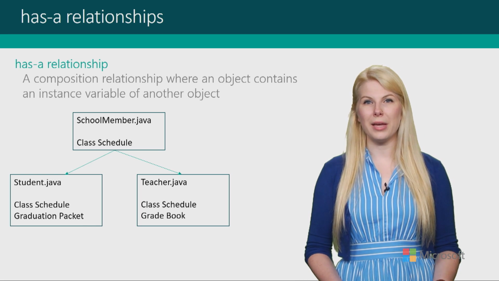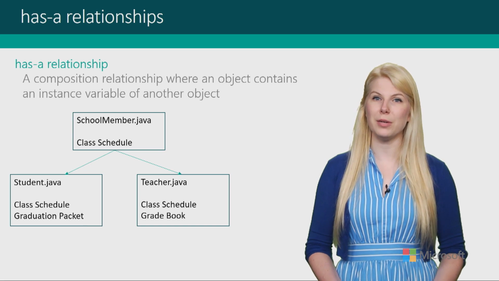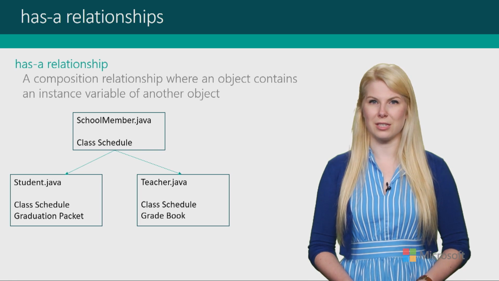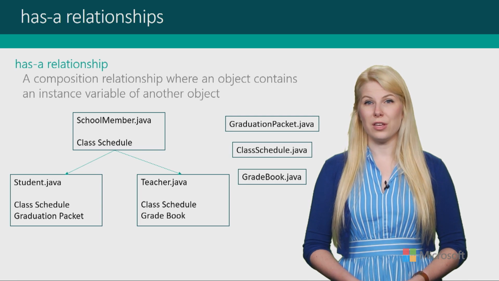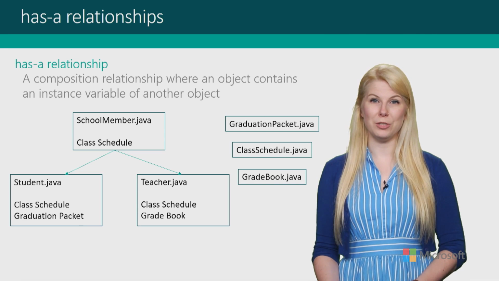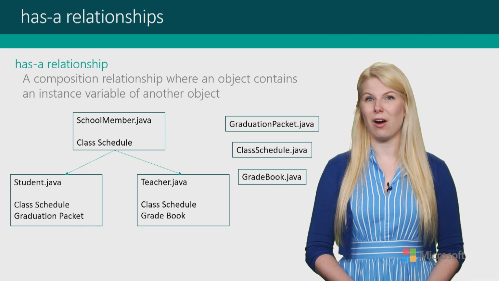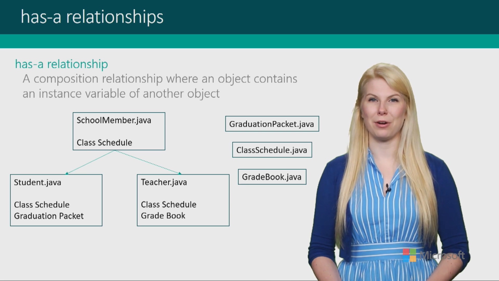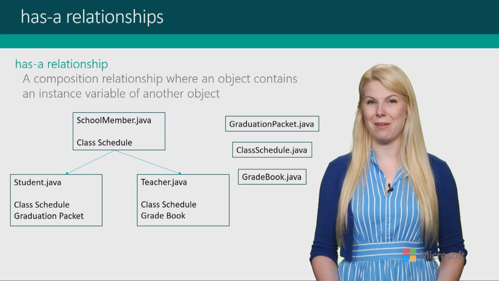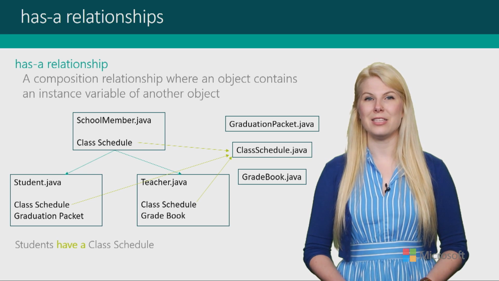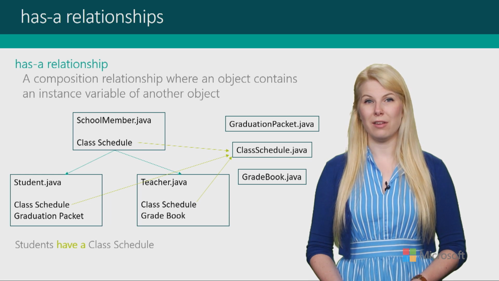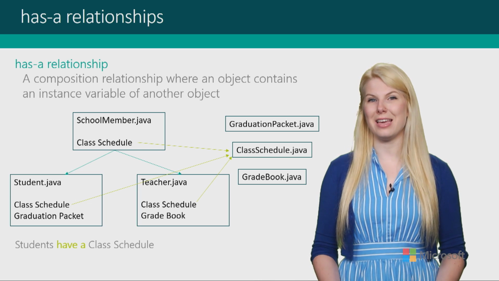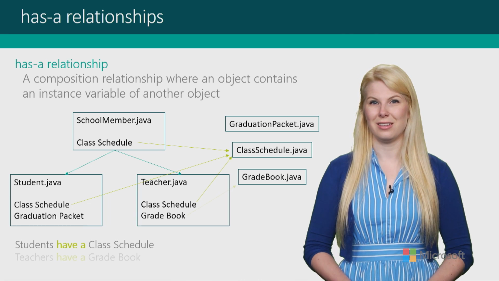But then a student probably has something specialized on top of that. Maybe they have a graduation project that maybe the teacher wouldn't have. Just like a teacher would have a grade book that maybe the student doesn't have. Each of these fields is itself another object, but each instance of our student, teacher, and school member objects might contain these separate objects. So how does has-a come in? Well, you would say a student has a class schedule. In fact, all of our different objects here have class schedules. It's contained within the object of each of these.